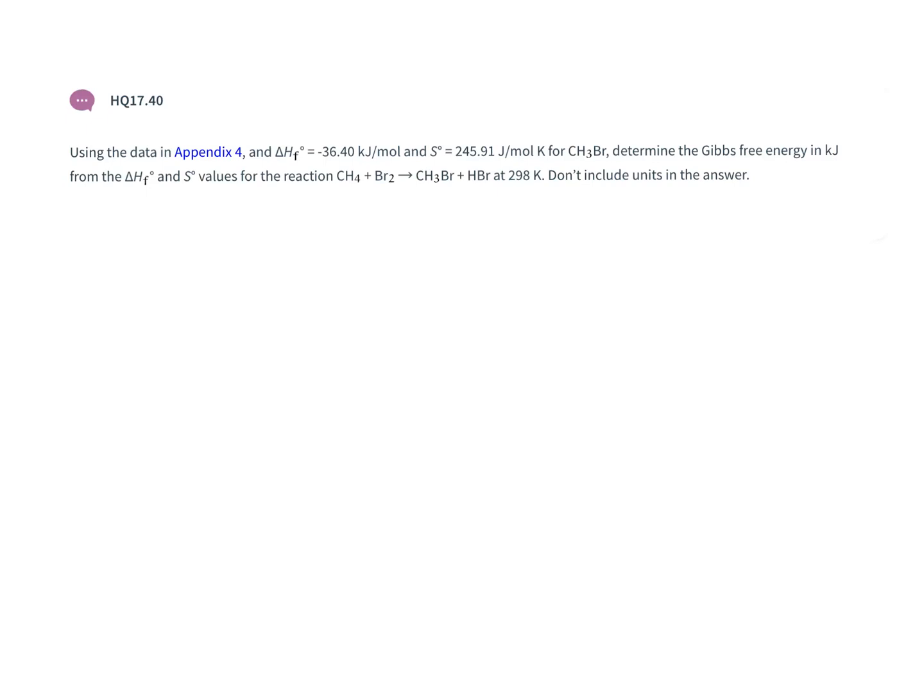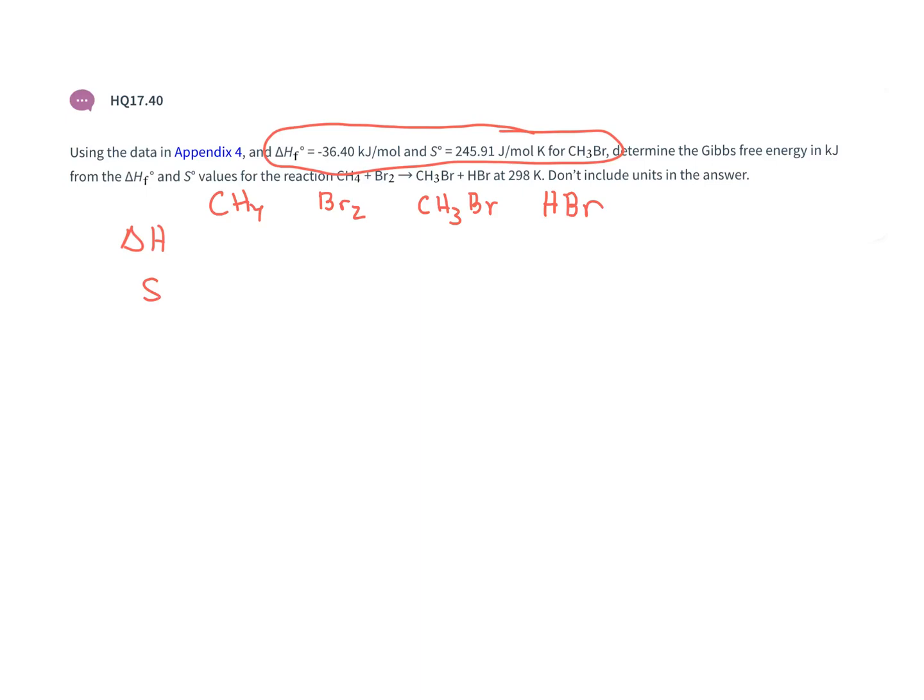They already provide us the delta H and delta S for the methyl bromide. We need to look up the delta H and delta S for everything else in this reaction. And so if you go to Appendix 4, we can look up that information. We have our delta H and our entropy, and we need to look it up for methane, for bromine. They already provide us that information with the methyl bromide, and we also need to find it for HBr.